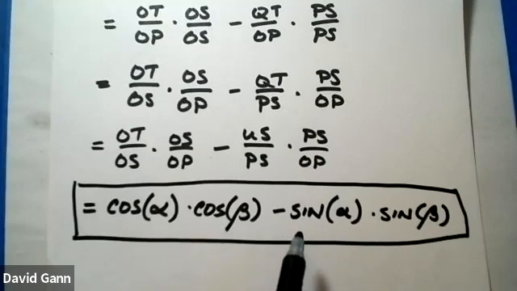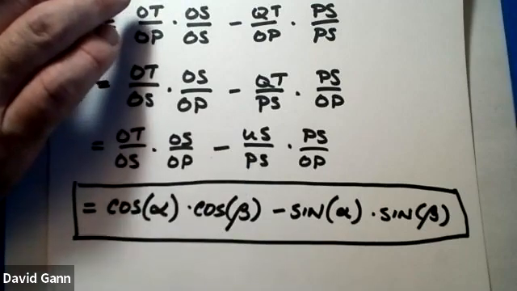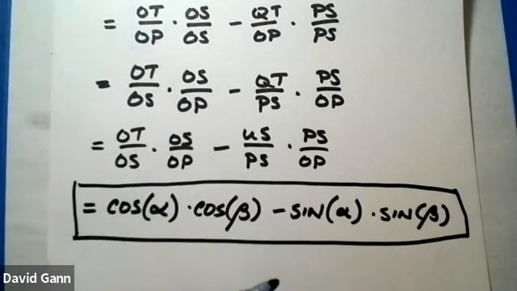All right, and I think what I'm probably going to do is derive the rest of the results, and then we'll actually look at some applications. So this is basically the formula for cosine of alpha plus beta, and I will come back on the next one and show you cosine of alpha minus beta, sine of alpha plus beta, sine of alpha minus beta, tangent of alpha plus beta, tangent of alpha minus beta. So stick around.